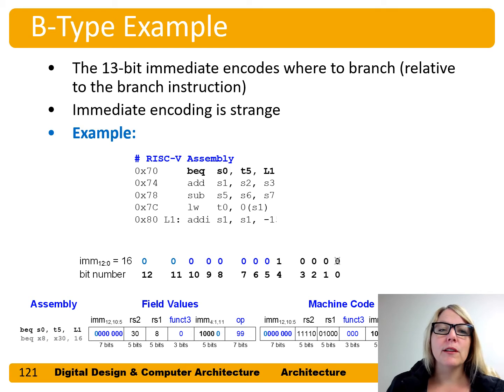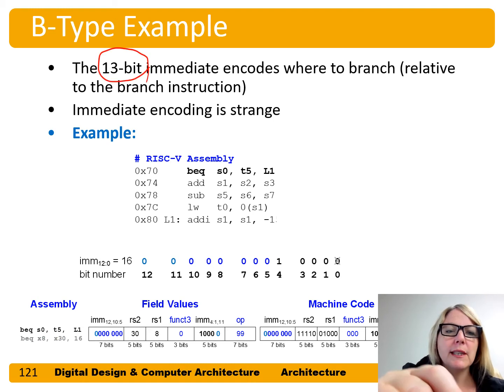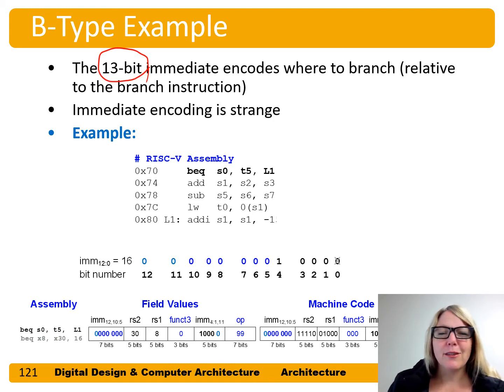So here's an example B-type instruction. Remember, we're going to encode this 13-bit immediate in a 12-bit field. The immediate encoding is strange, and the reason we do that is to keep the bit locations of certain bits of the immediate as consistent as possible. We'll come back to that later as well. But here's our branch equal instruction, and this branch is branching to L1.